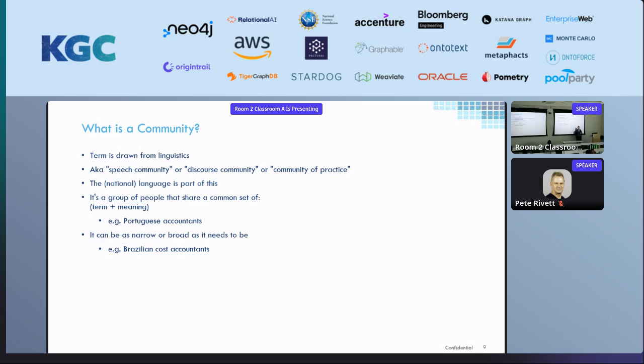So you could have subsets of Portuguese speakers, for example, in Brazil, I'm sure they have a different dialect of Portuguese than in Portugal itself. And it could be a narrower set of accountants. It could be cost accountants. So this is a flexible concept, and you define it for your needs. You define your specific communities.